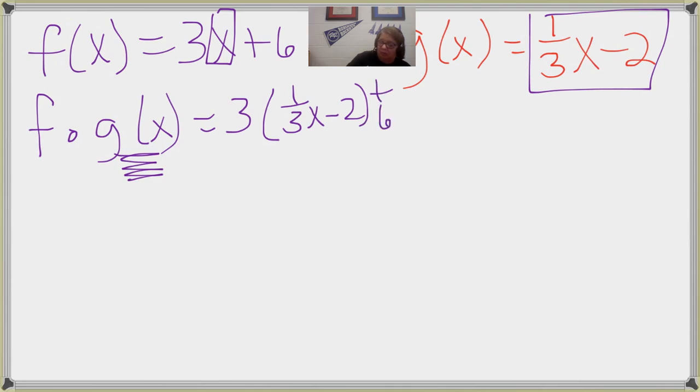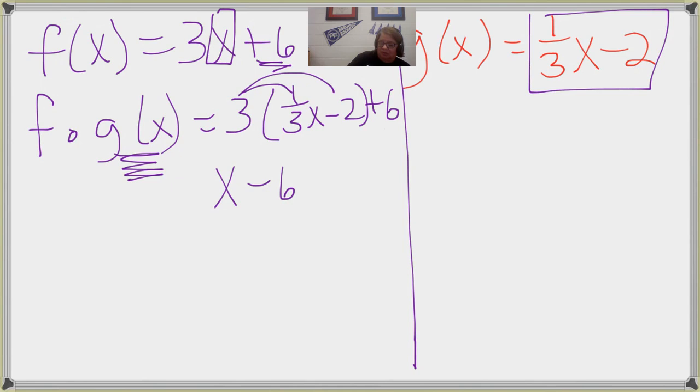Sometimes people forget to bring this down after they've replaced the x. Now, distribute. 3 times 1/3 is 1. 3 times -2 is -6 plus 6. We didn't distribute there because the parentheses stopped. What happens to the 6's? They cancel. So f of g of x is x.